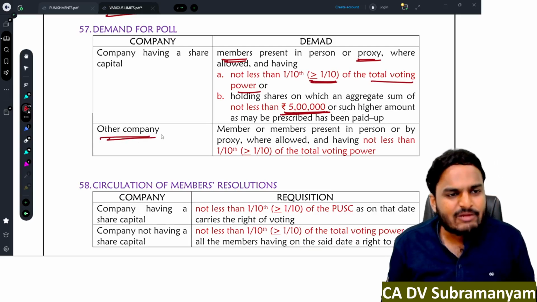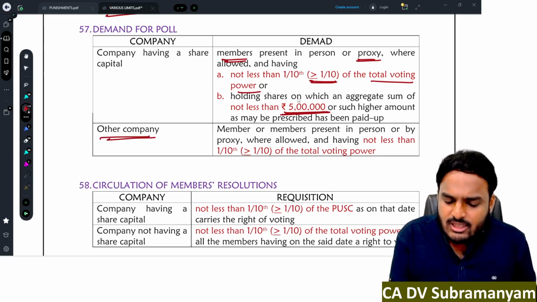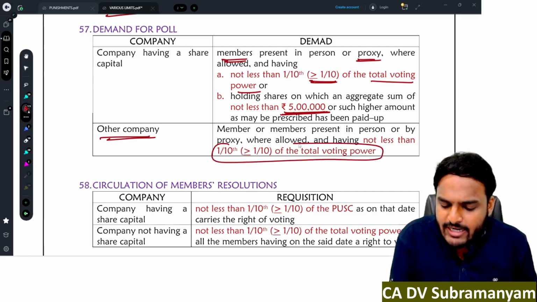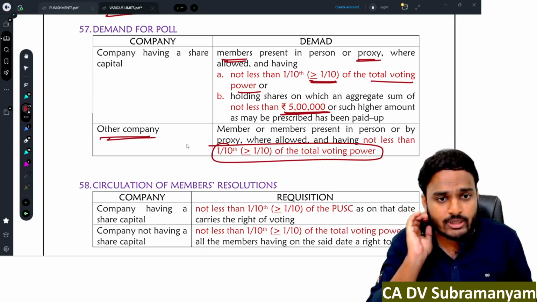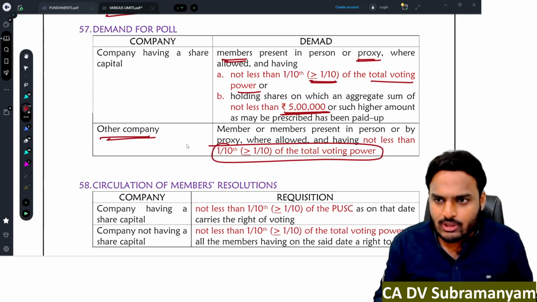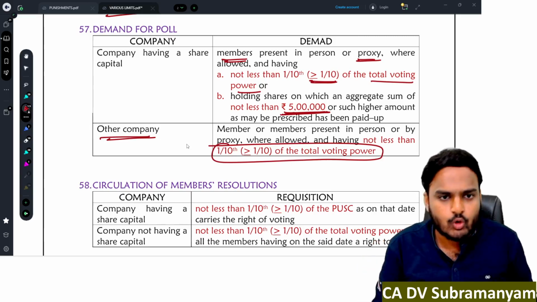For other companies, that means a company without share capital, just ignore the second condition. Only one condition, that is, at least 1/10 of total voting power. If they possess at least 1/10 of total voting power, then they can demand for poll.